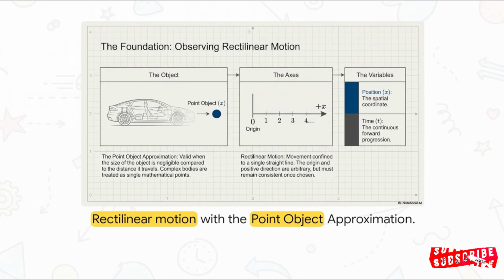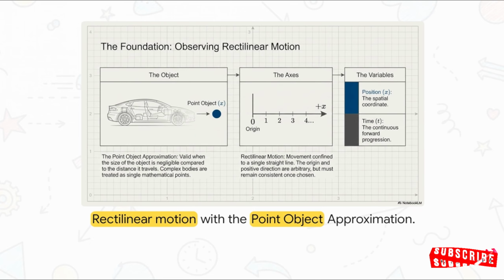So, a car is a really complex machine, right? Spinning wheels, moving pistons, a whole bunch of moving parts. But in physics, to understand basic movement, we use something called the point-object approximation. We basically simplify that entire complex car into a single mathematical dot. Imagine a diagram showing a perfectly straight horizontal path, our x-axis, with a starting point marked as 0. This represents rectilinear motion, which just means movement confined to one single straight line.